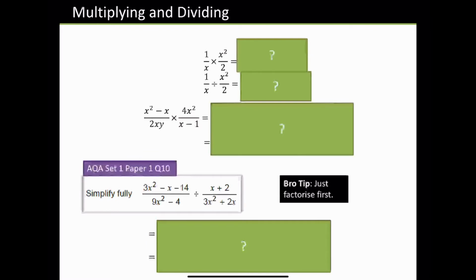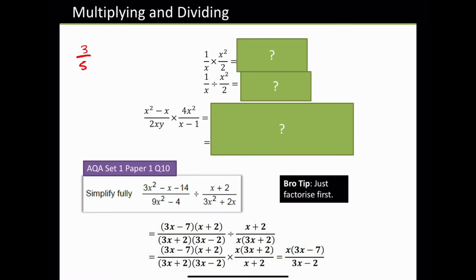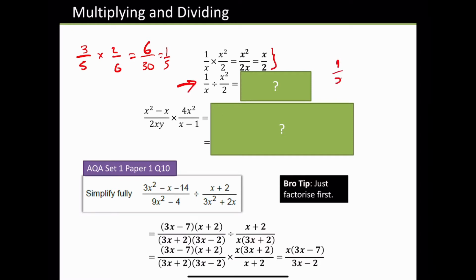So let's see if I multiply or divide. When multiplying fractions, if I had 3/5 times 2/6, what would you do? It'd be simply 6 over 30, which is 1/5. Multiply the two top ones, multiply the two below. So for this question here, I should have x squared over 2x, which simplifies to x over 2. For this one here, it's 1 over x times 2 over x squared, so you're left with 2 over x cubed.